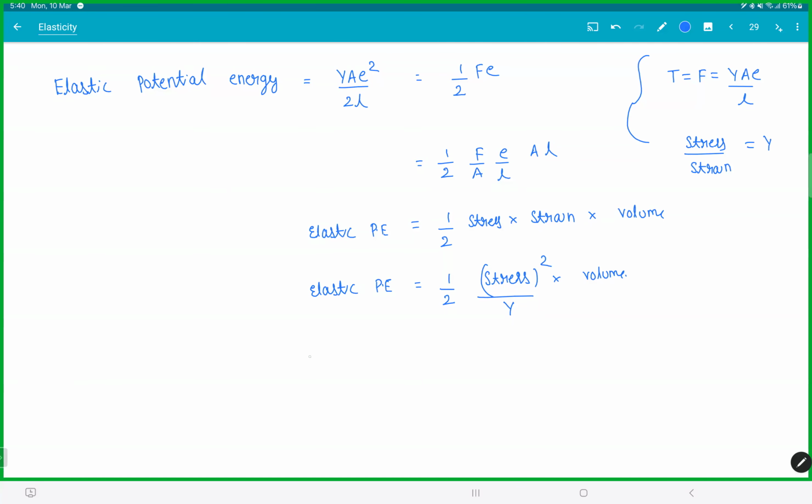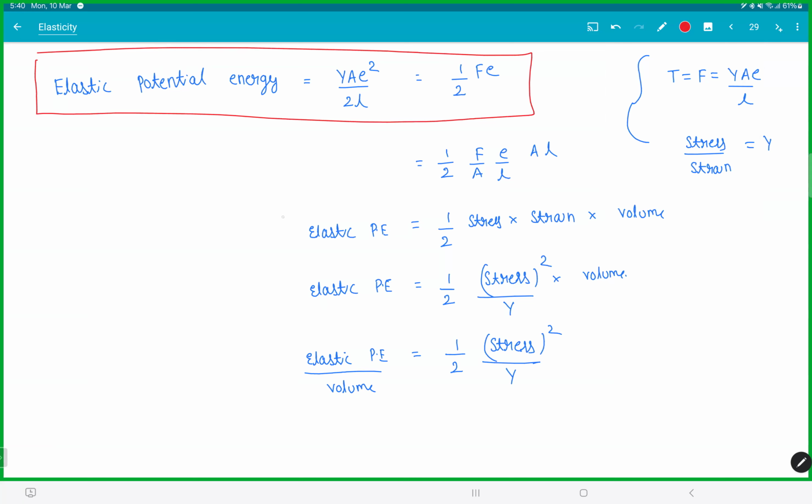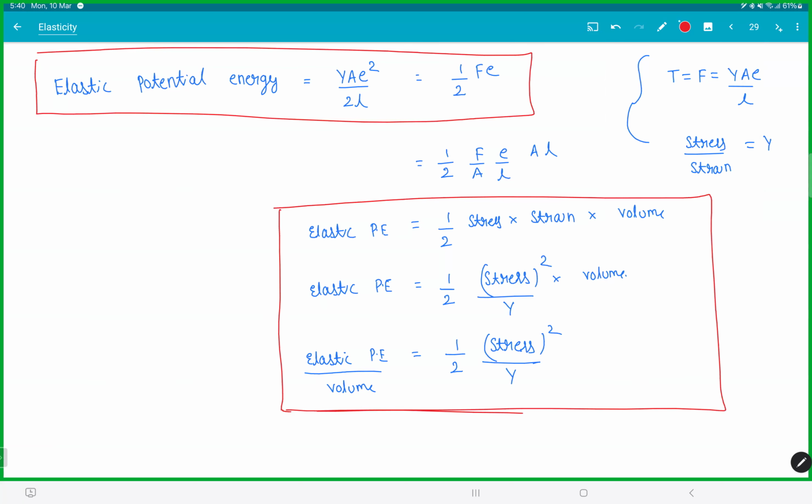All right, so then we also define elastic potential energy. This is a small topic. We'll be wrapping it up, and I think next class we'll start off with SHM. Half stress square by Young's modulus. So these are the main things you can remember. This is also called energy density. Mass per volume is called density. So this is energy density, especially useful for units and dimensions.